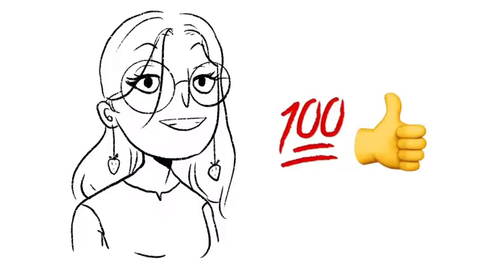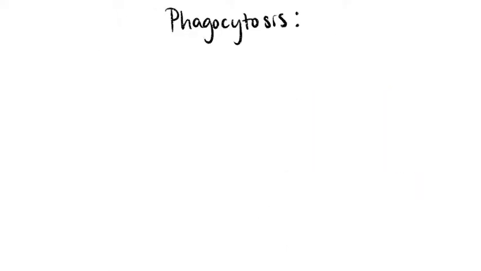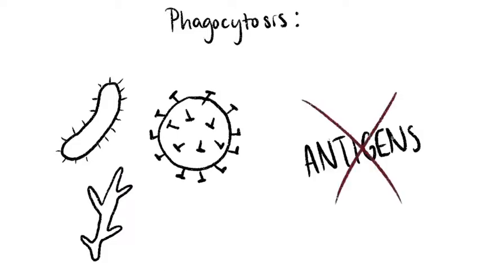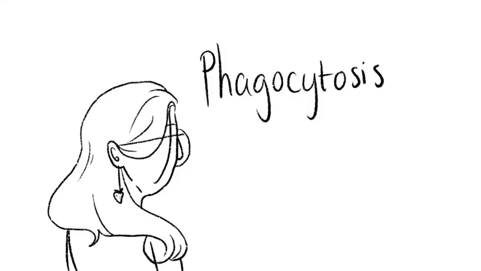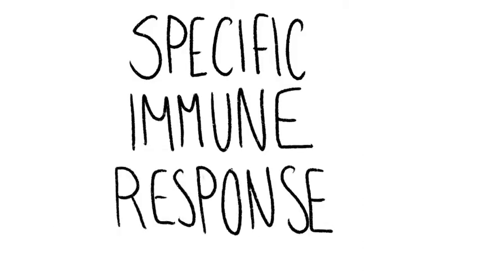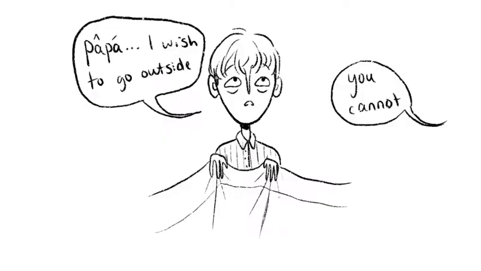Phagocytosis is the process in which pathogens, not antigens, I'll tell you the difference in a minute, are destroyed by phagocytes, which are a type of white blood cell, sometimes known as macrophages, but for this purpose we're calling them phagocytes. This is a super easy name to remember because it's very much integrated into the name of the whole process. It's part of the specific immune response to keep us from getting sick and keeping the sickness from overtaking our entire body.